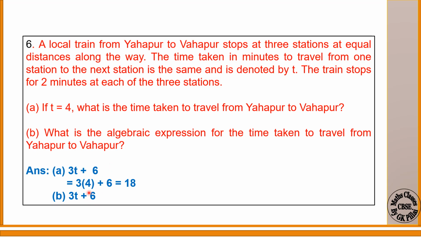When you substitute 4 in the place of T, it will be 18. And the next one, T equal to 4 is given here. What is the algebraic expression for the time taken to travel from Yahapur to Wahapur? It is the same thing, 3T plus 6 only.